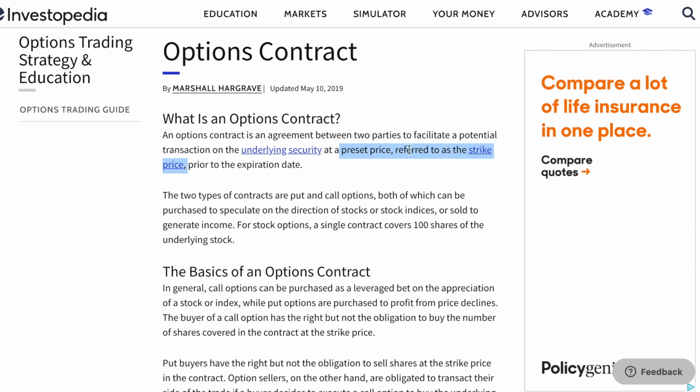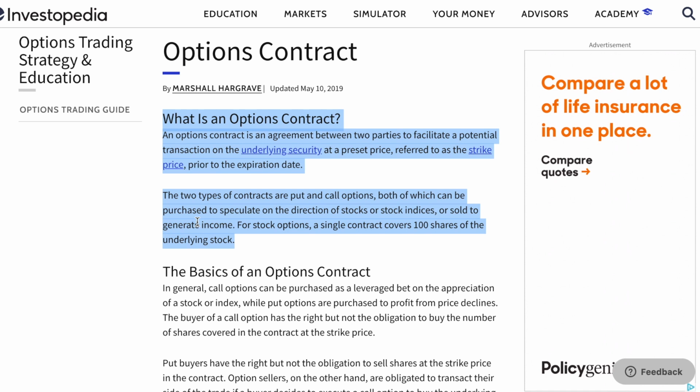This will make a little bit more sense once we take a look at a real example. Prior to the expiration date, you're buying the right to buy or sell 100 shares of the underlying stock at a given date for a given price. So again, if you read through these two paragraphs over and over again, you might be able to bash it into your brain that way.